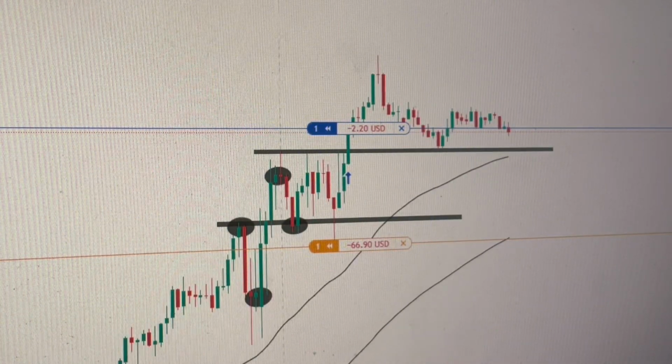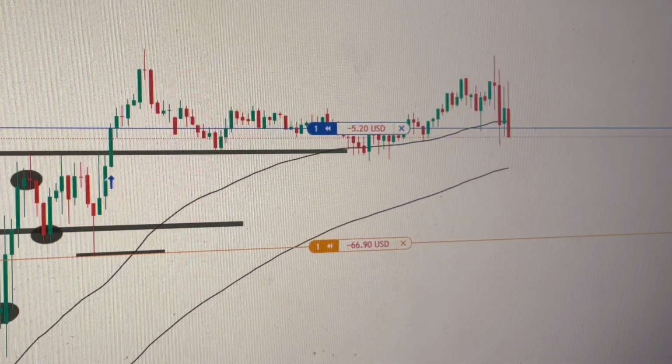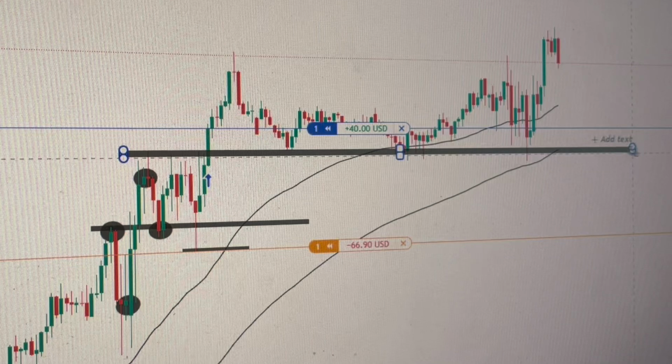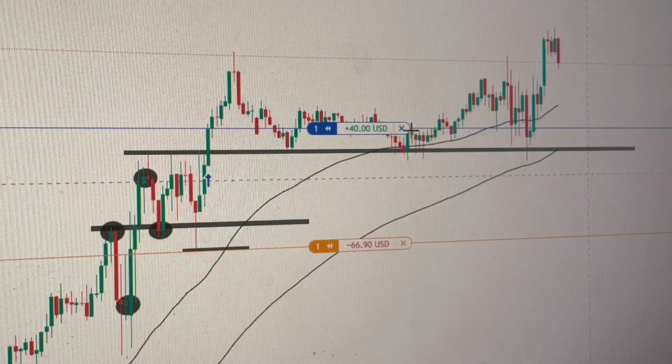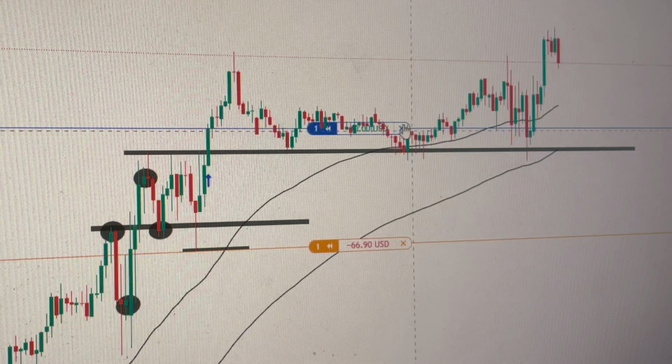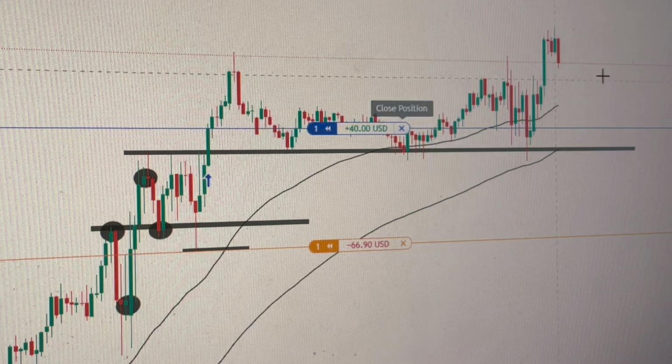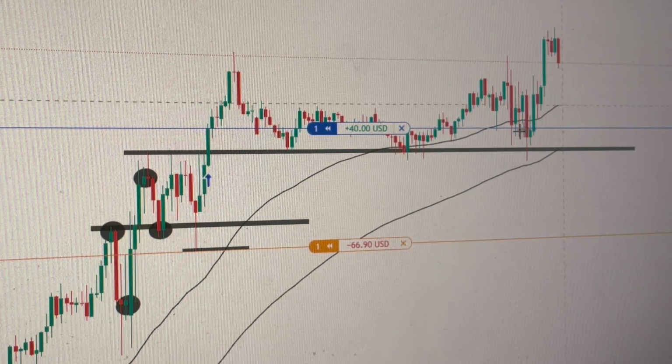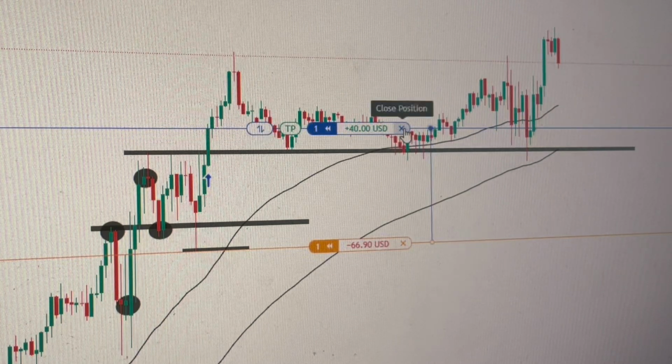So that's right here. I'm gonna keep playing. And you can see we get $40. You know what I'm saying? $40 in the trade right now. This to me is good profit. So we're gonna take this $40.